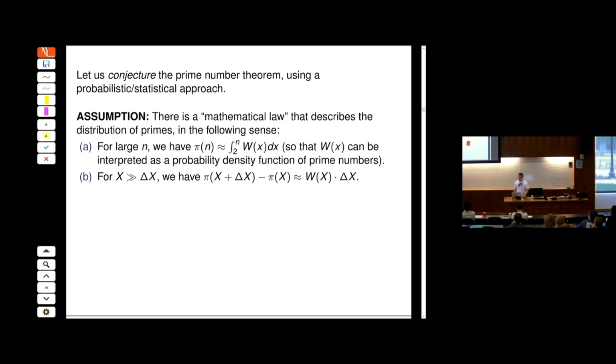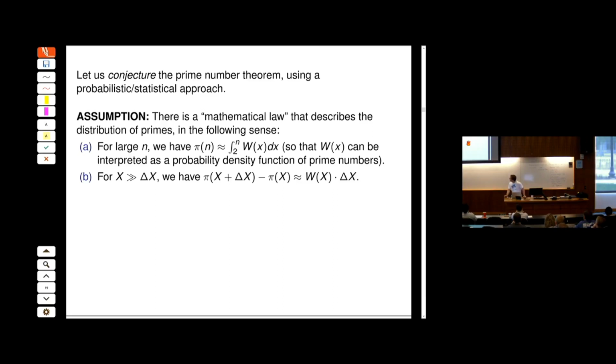Okay, so our first assumption is that there is a mathematical law, that Euler was wrong, and there's a mathematical law that explains where the primes land. And by a mathematical law, we are going to want some probabilistic law. So there are two running assumptions. For large n, the number of primes up to n is given by an integral of a function w(x). This w(x) is a probability density function. If you've seen some probability, that's the density function. If I integrate the density function, then I get how many of those events are actually happening.